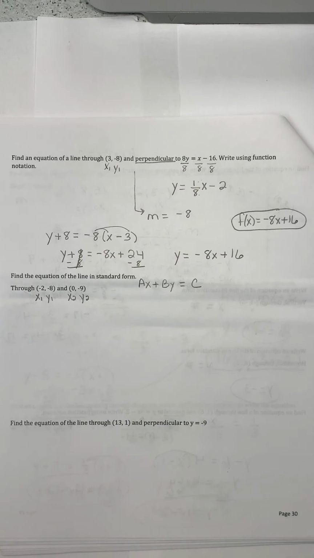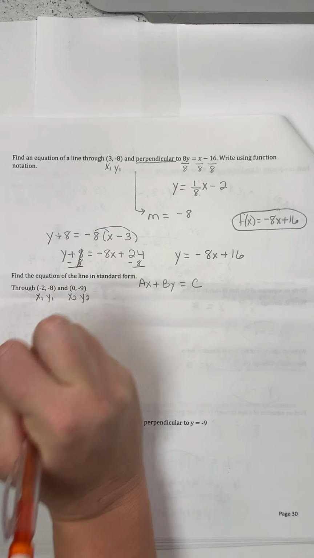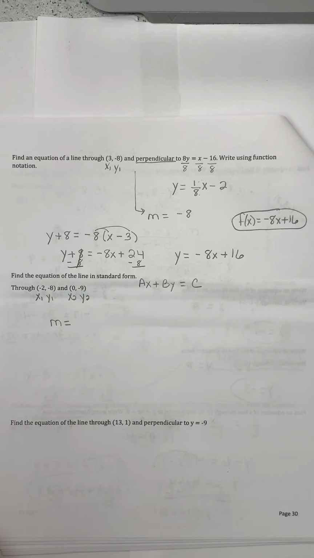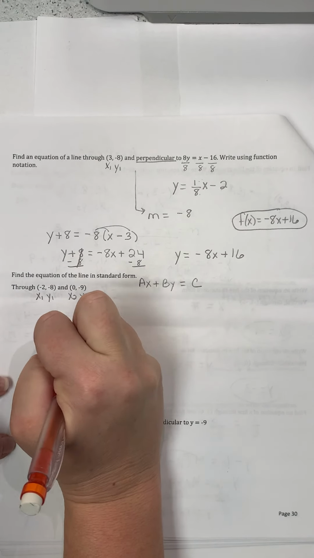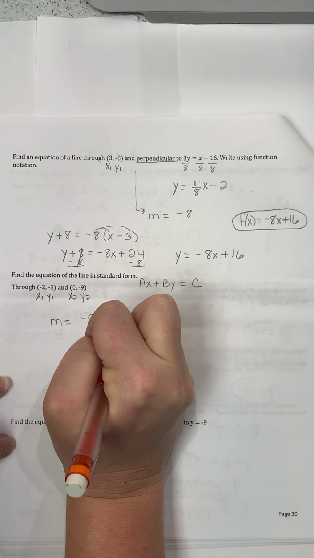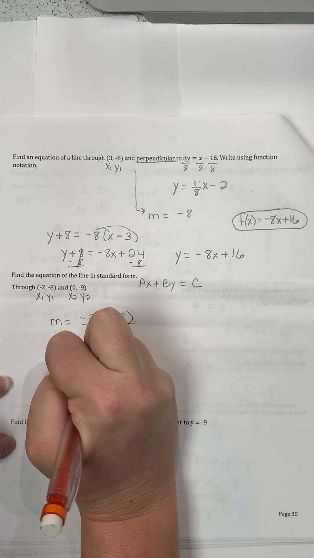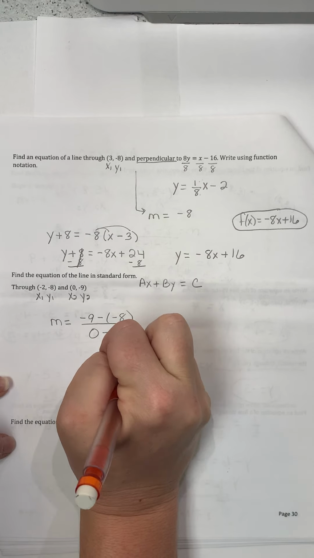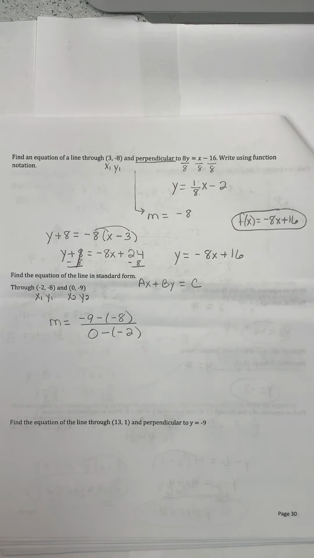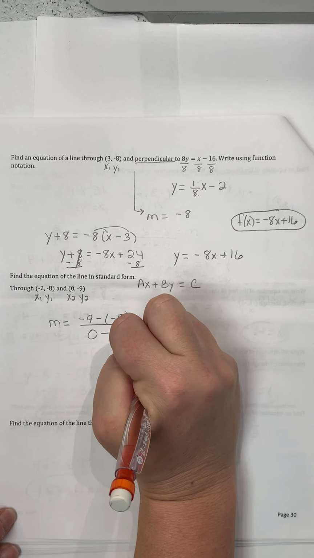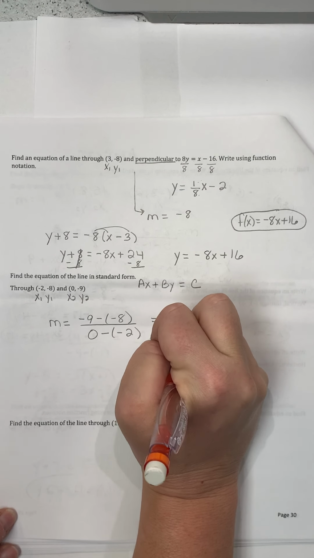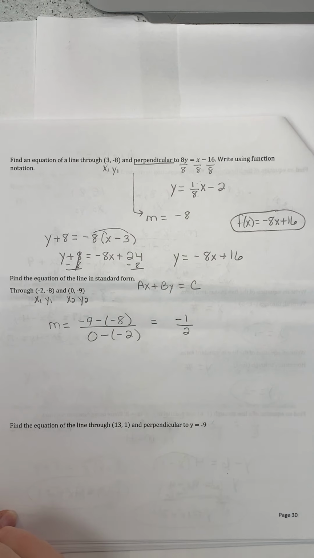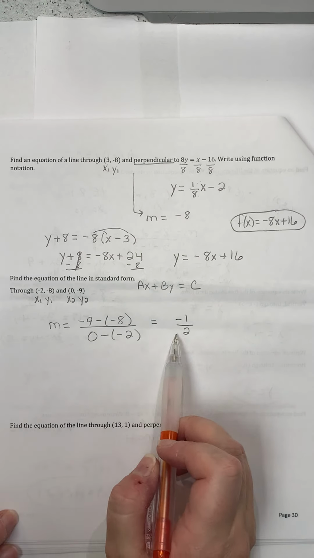There we go. Okay, well, I need a slope because no matter what equation I use, I have to start with a slope. So y2 minus y1 over x2 minus x1. There we go. Okay, so we have that. This is going to be a negative 1 over a positive 2. There's our slope.